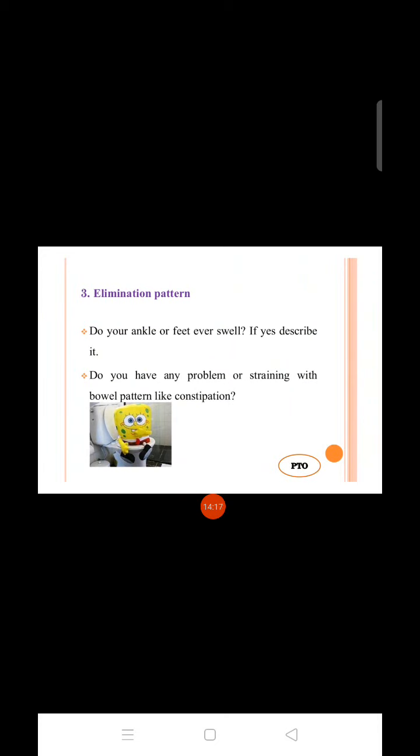Next is the elimination pattern. Do your ankles or feet ever swell? We ask this because if the ankles swell, it means fluid has collected. If yes, describe it. Do you have any problem or straining with bowel pattern, like constipation?